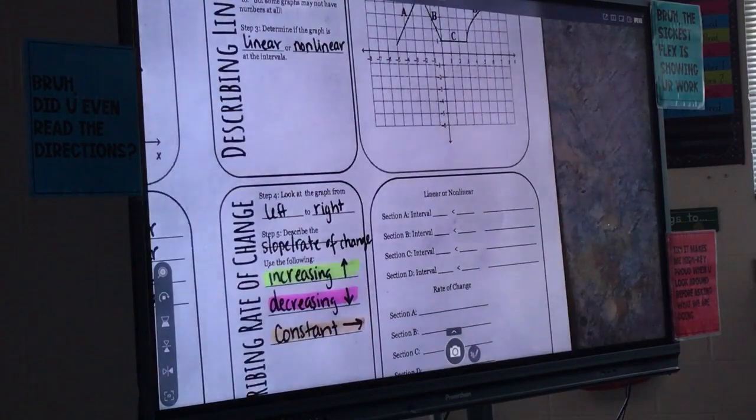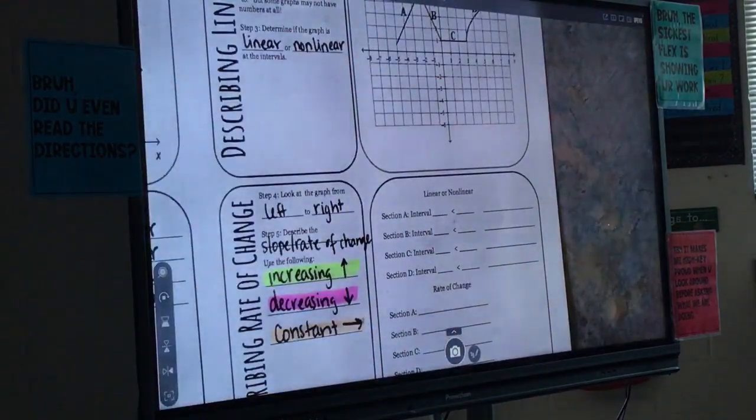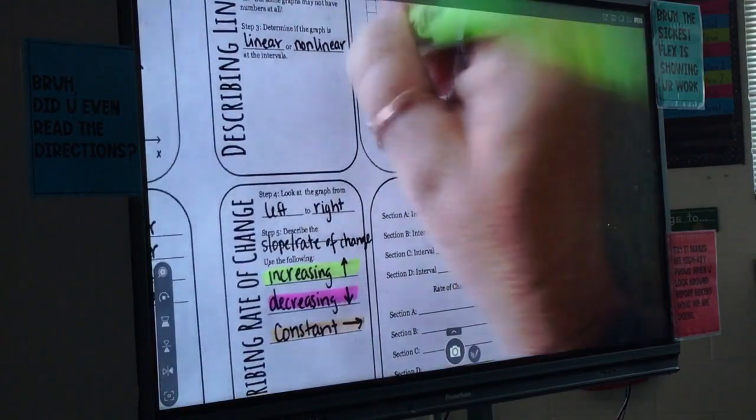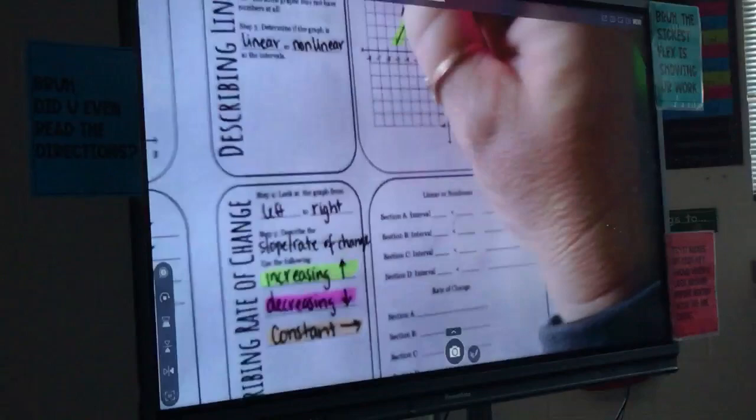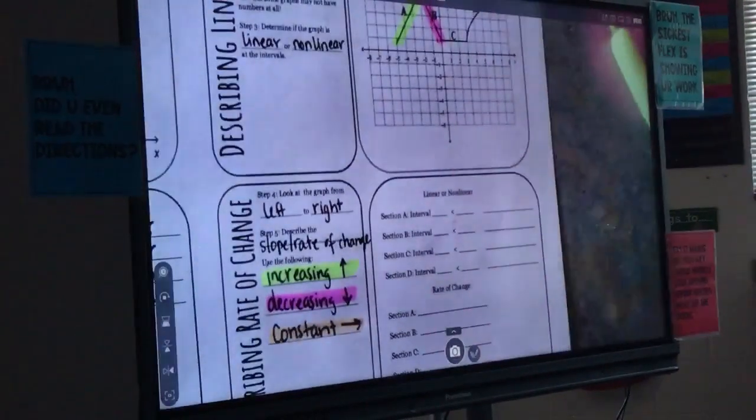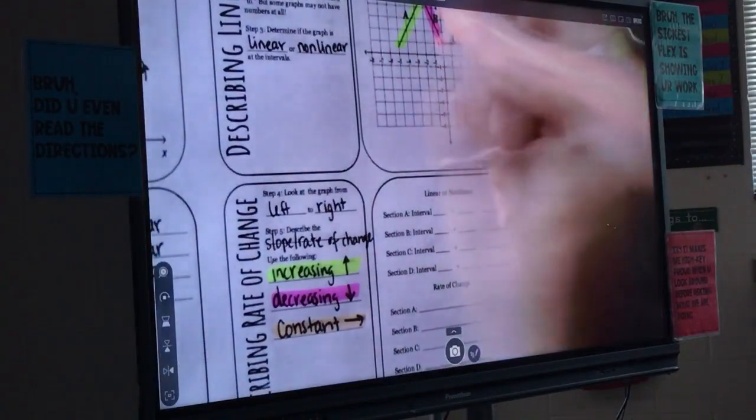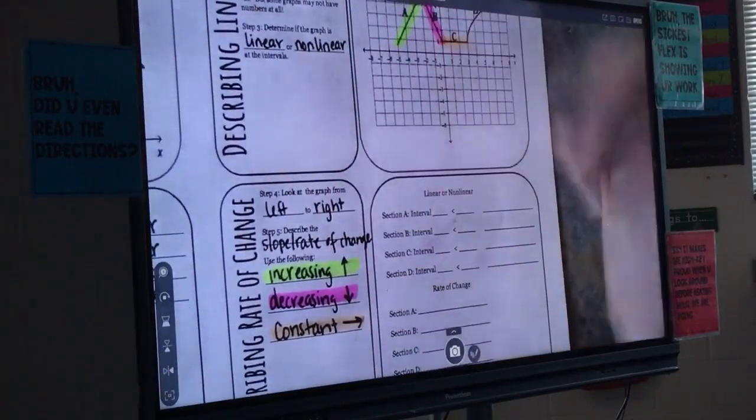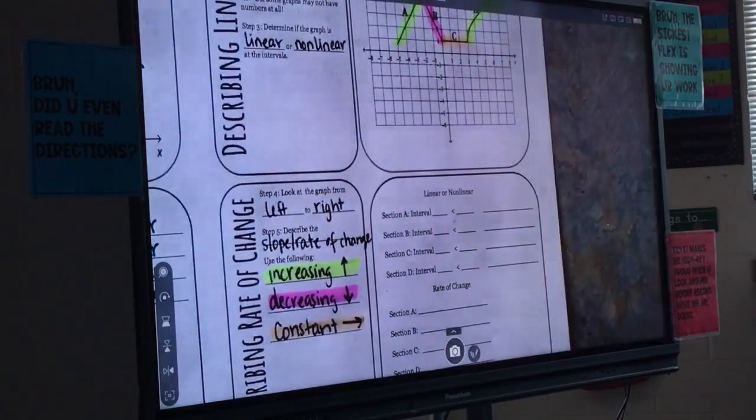All right, Anthony, walk me through my graph first. So increasing and decreasing. Can you give me more specific than just increasing, like section A, B, C? Section C is constant, and section D is increasing. Okay. Even though it's a curved line? Yeah, but it's not doing that. Okay. All right.